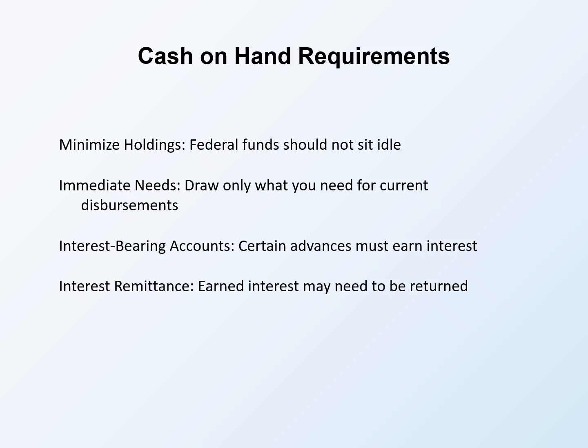Immediate needs should guide your drawdowns. Request funds only for expenditures you expect to make in the near term. Most guidance suggests disbursing advances within 30 days. If you cannot articulate specific near-term needs, you probably should not be drawing the funds yet.